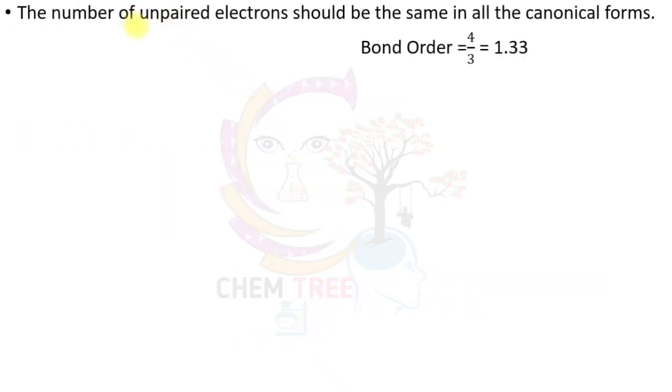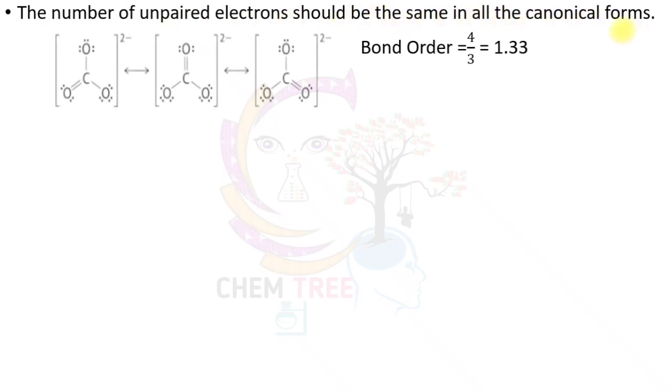Next condition, the number of unpaired electrons should be the same in all canonical forms. For example, carbonate ion. In this, the number of unpaired electrons in all structures would be the same. And bond order for this structure: total bonds is 4 and resonating structures are 3. Therefore, we get 1.33.